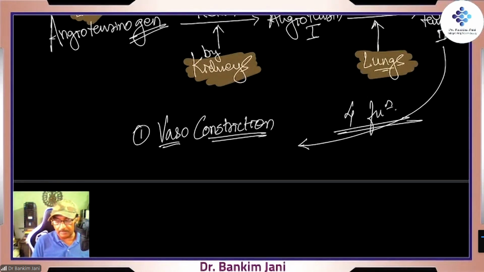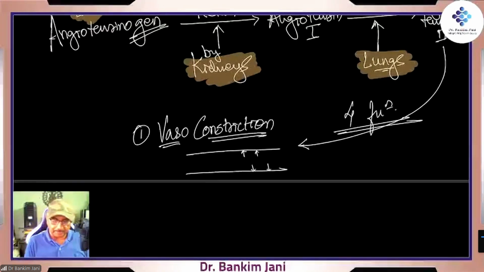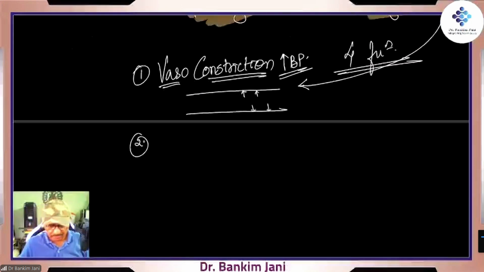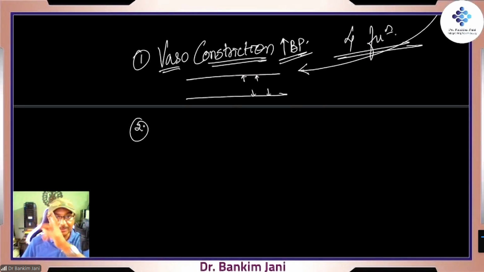And blood pressure is what? Blood pressure is the amount of pressure which is generated onto the side walls of the vessel. That is called blood pressure. So previously there was a bigger area, now there is a lesser area, so the pressure will be more. So this is blood pressure. This is easy, right? Vasoconstriction. First thing. The second, this angiotensin goes to the adrenal glands.